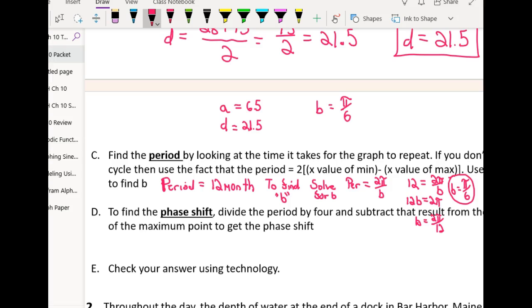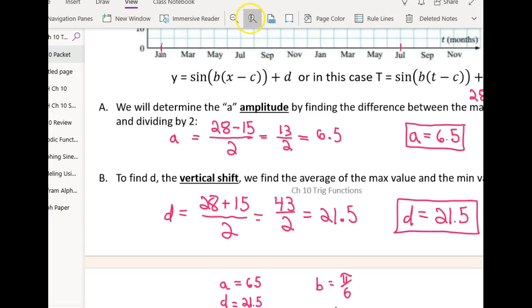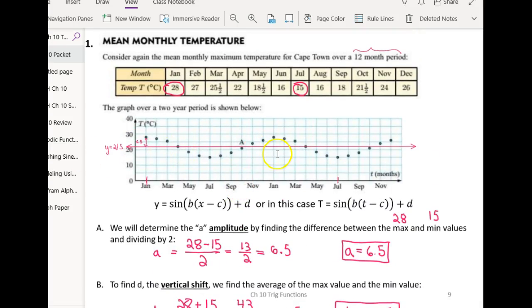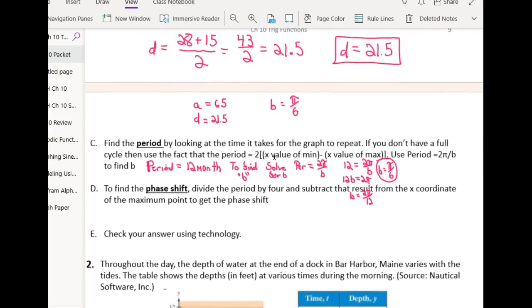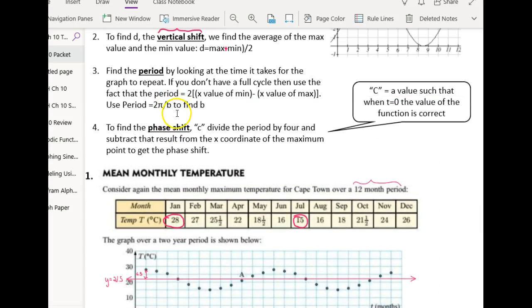Questions? All right, the next thing now is to find the phase shift. How much do we have to slide it so that it fits our graph? To get the phase shift, you take the period and divide it by 4, and then subtract that result from the x-coordinate of the max.